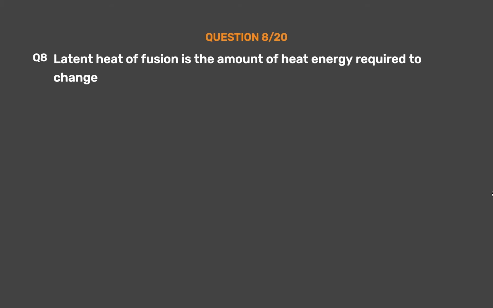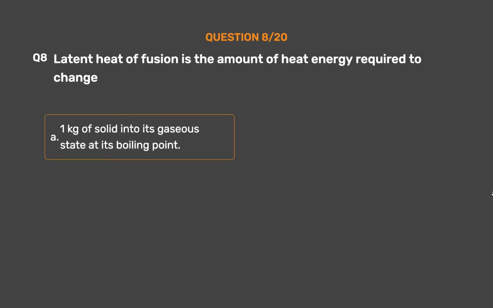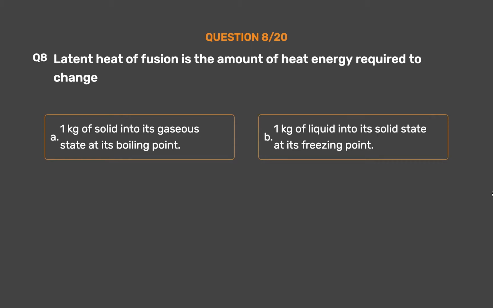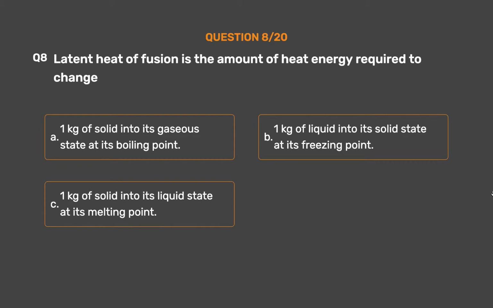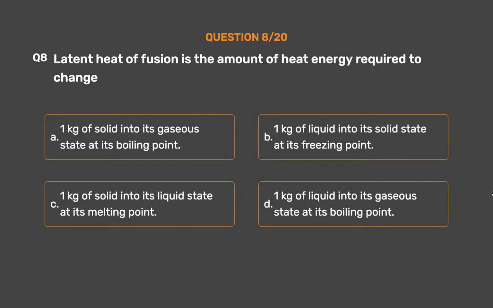Question number 8. Latent heat of fusion is the amount of heat energy required to change: Option A. 1 kilogram of solid into its gaseous state at its boiling point. Option B. 1 kilogram of liquid into its solid state at its freezing point. Option C. 1 kilogram of solid into its liquid state at its melting point. Option D. 1 kilogram of liquid into its gaseous state at its boiling point.